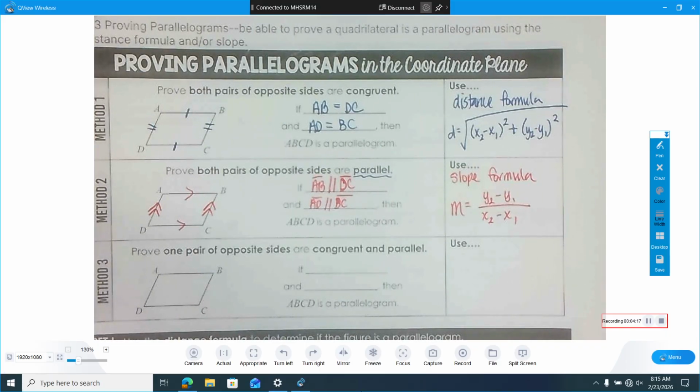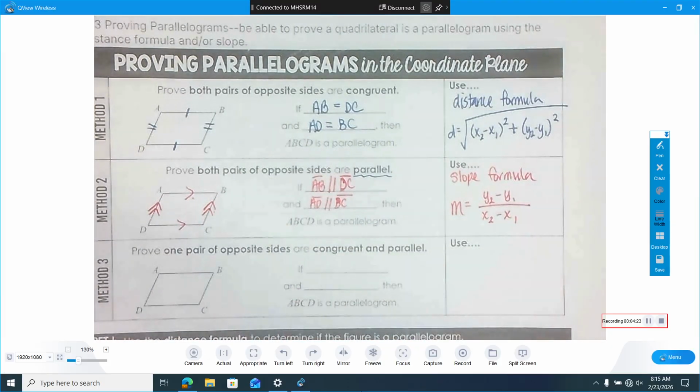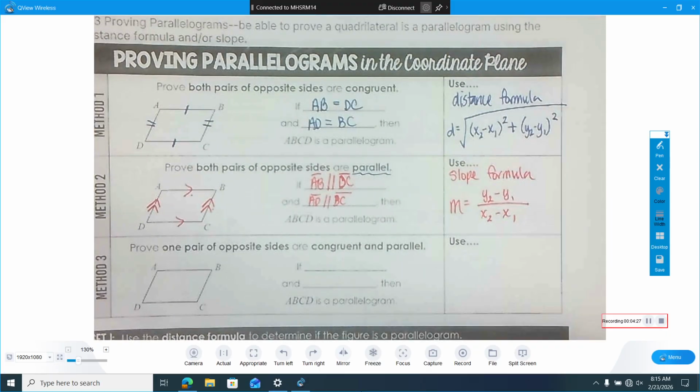So we can use the slope formula, and parallel lines have the same slope. So if they have the same slope, then they would be parallel. Which one seems easier to you, the distance formula or the slope formula?